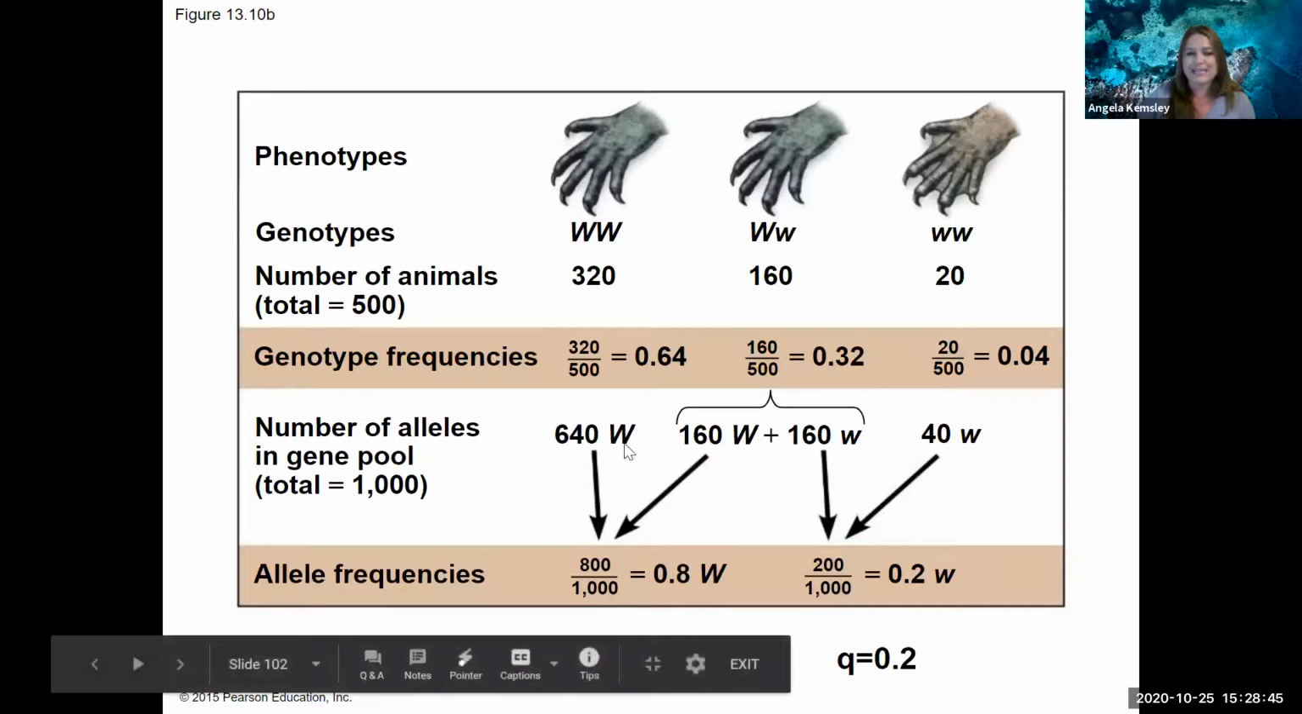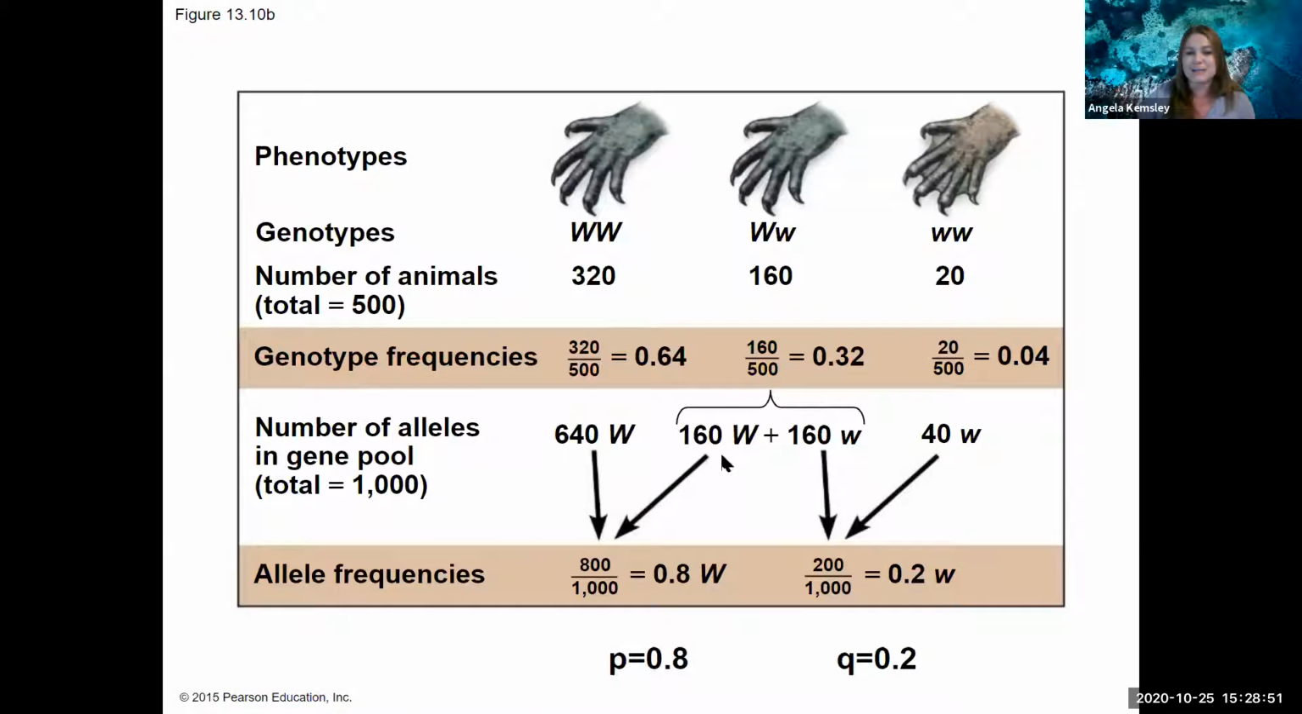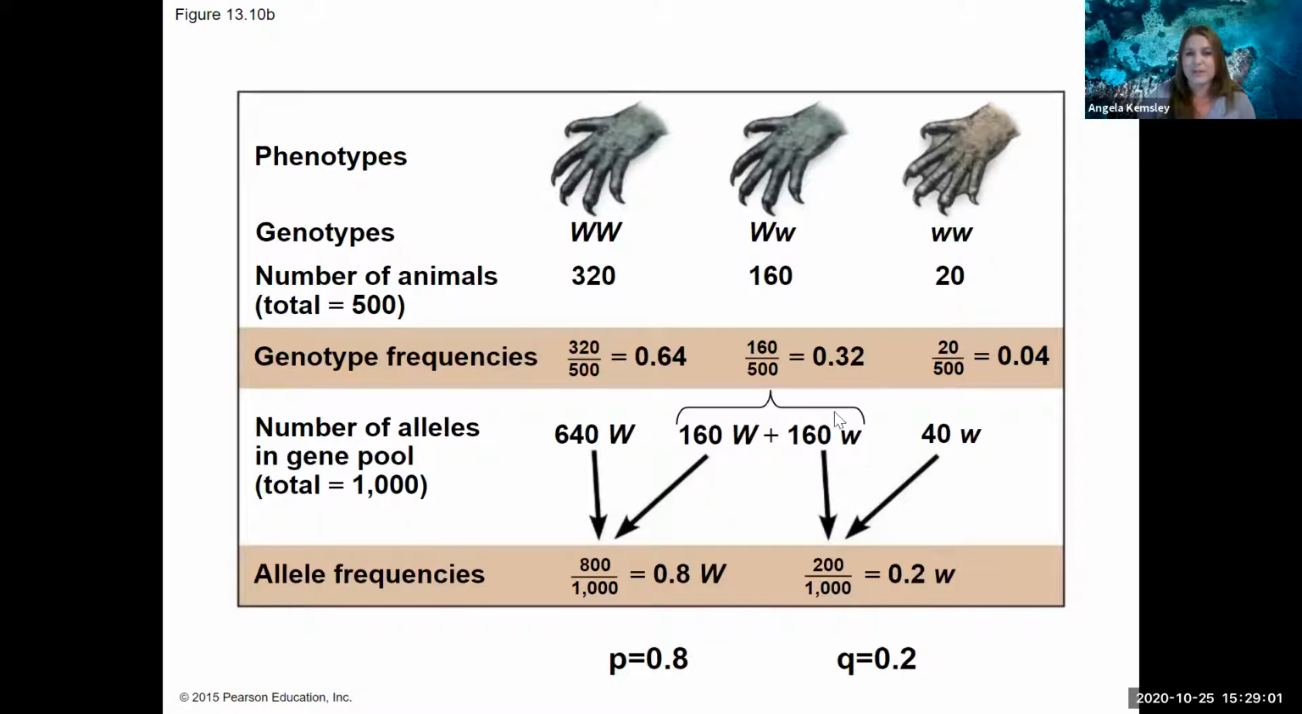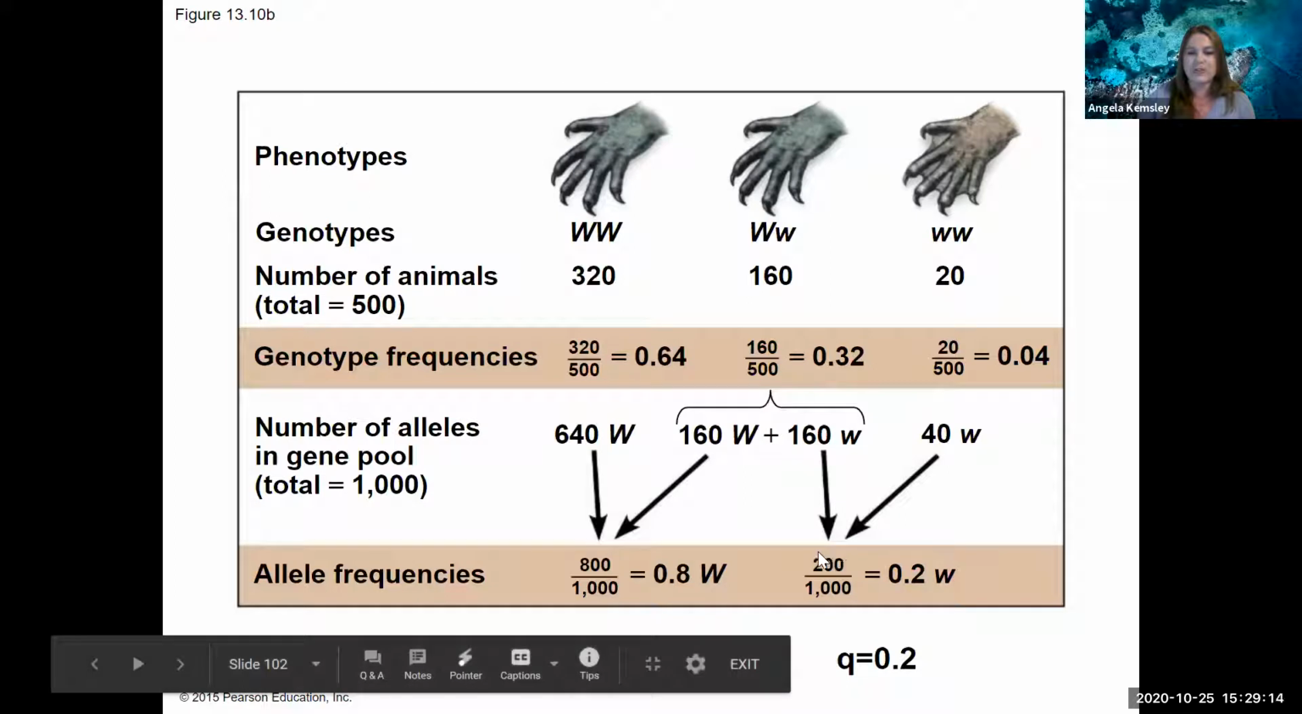So we get 40 little w's from the homozygous recessive individuals. If you take a look here, 640 big W's from our homozygous dominant individuals and 160 big W's from our heterozygous individuals gives us 800 big W's in this population. Over here at the little w's, the recessive allele, there's 160 little w's coming from our heterozygous individuals and 40 little w's coming from our homozygous recessive individuals, for a total of 200 little w's in this gene pool.